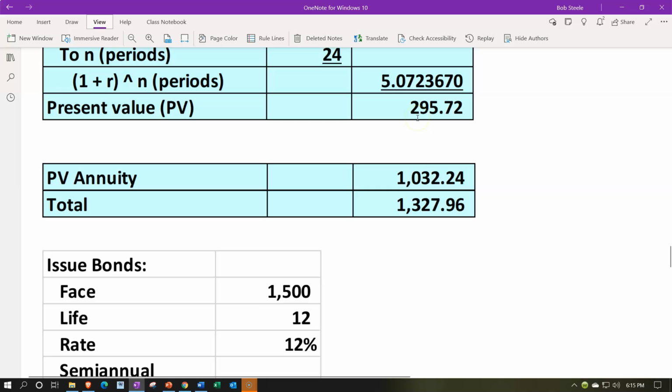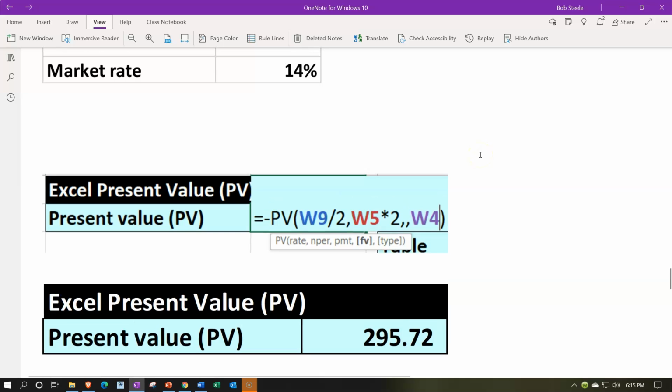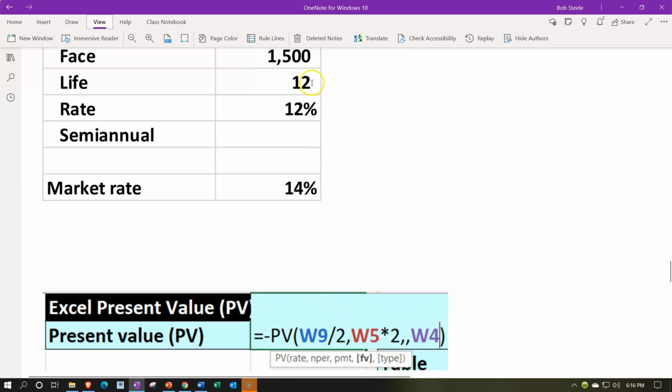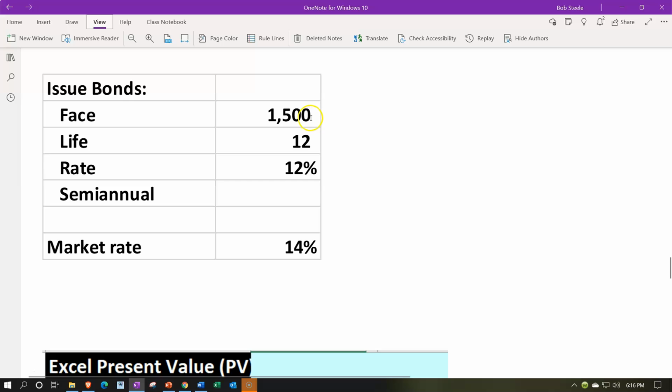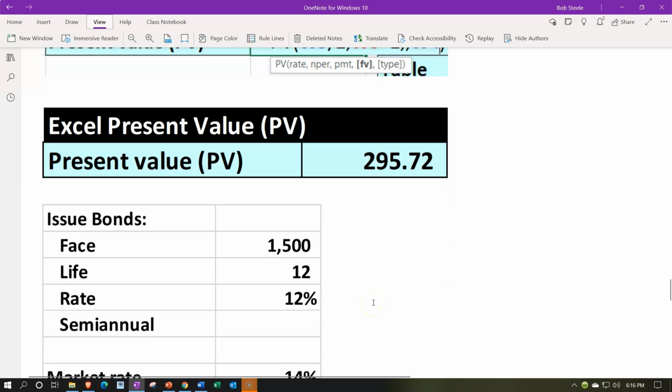Let's do this 295.72 a couple more times here. We could do that with Excel, making sure that we're picking up the proper rates. So we have present value. The rate would be that 14% divided by 2, which would give us the 7, comma. Number of periods would be that 12 times 2, which would give us the 24, comma, because it's not an annuity, the future value, which would be that 1,500. That gives us the 295.72 again.